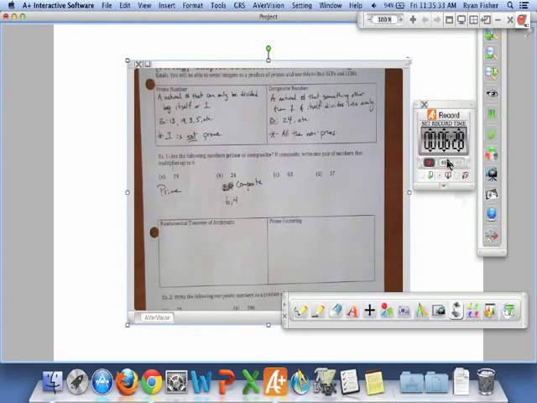If you haven't already, Riley started on number C there, and why don't you guys do both numbers C and D on your own?